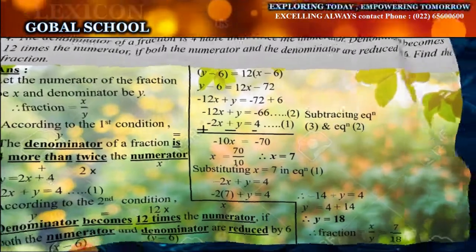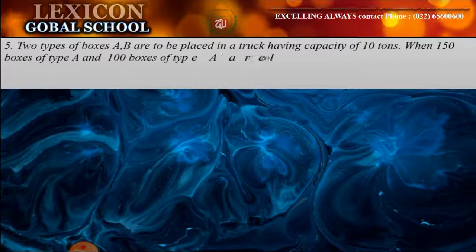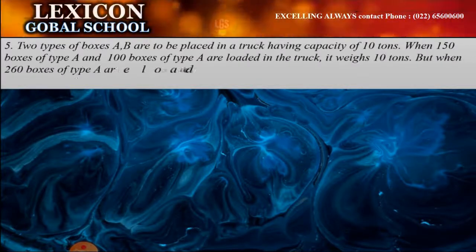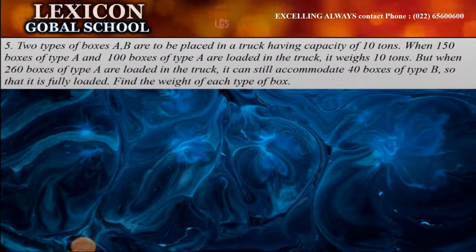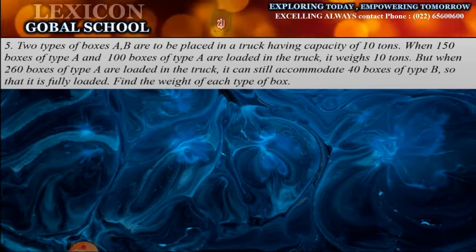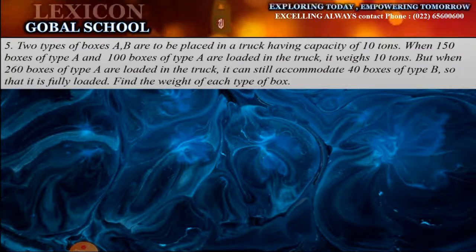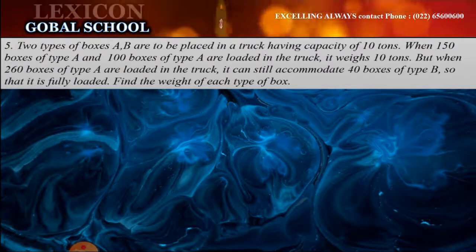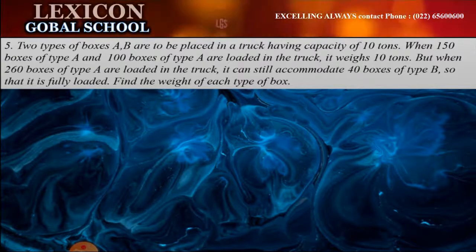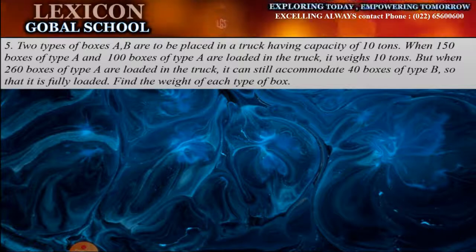Class, let us move ahead with our sum number 5. Two types of boxes A and B are placed in a truck having capacity of 10 tons. When 150 boxes of type A and 100 boxes of type B are loaded in the truck, it weighs 10 tons. But when 260 boxes of A are loaded in the truck, it can still accommodate 40 boxes of type B, so that it is fully loaded. Find the weight of each type of box.